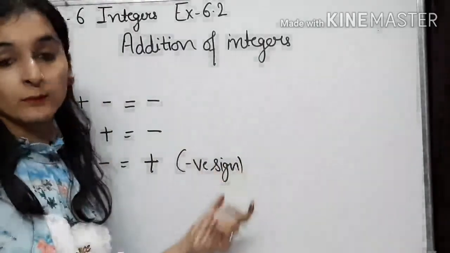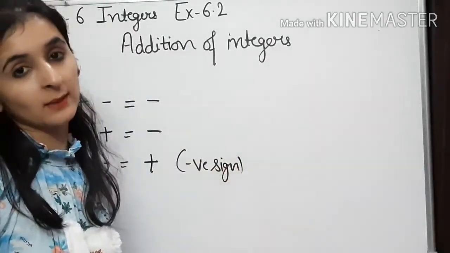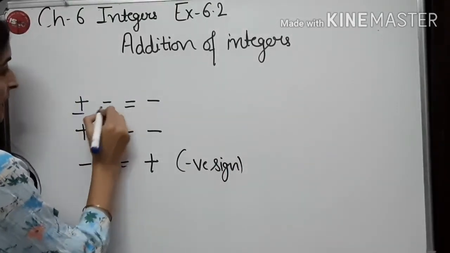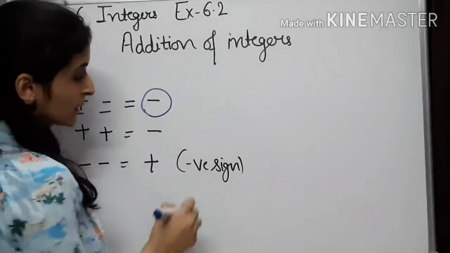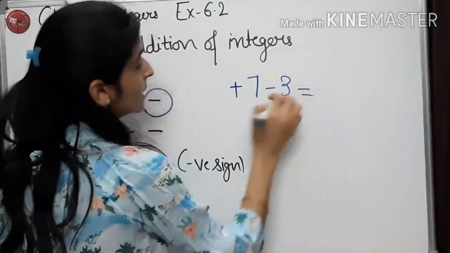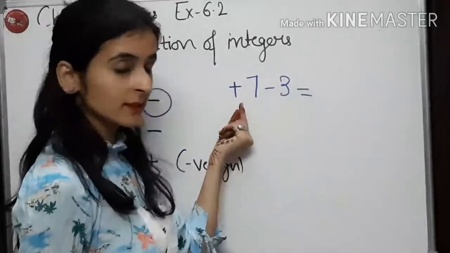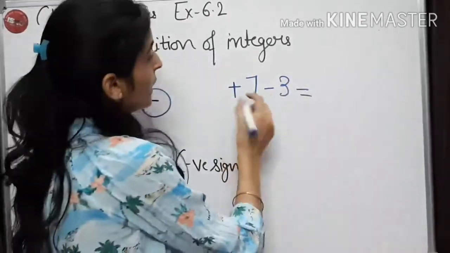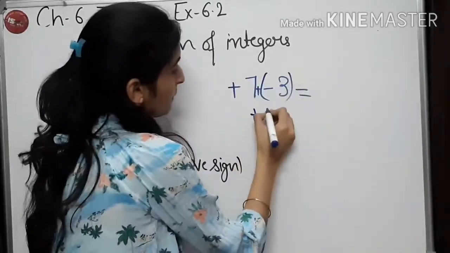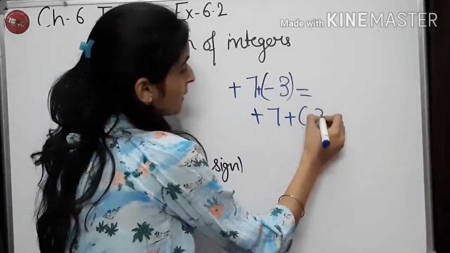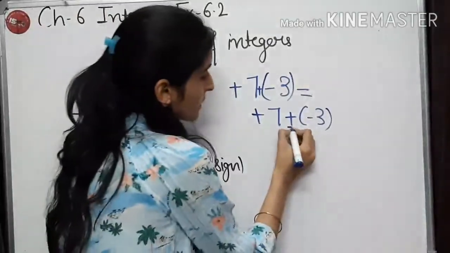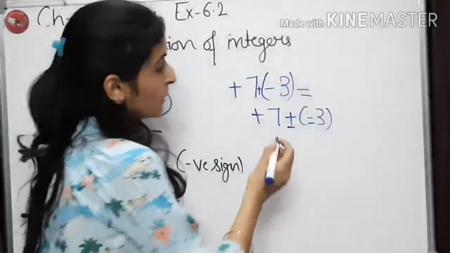But before getting into the topic, I am going to tell you how we can remember that we will have a positive sign and a negative sign. If you have a positive and a negative sign, then you will put a negative sign. Suppose you have plus 7 minus 3. So 7, this is a positive sign and this is a negative sign. If you have a positive sign in between, it means positive 7 plus, then negative 3. Then this positive and this negative will become negative.